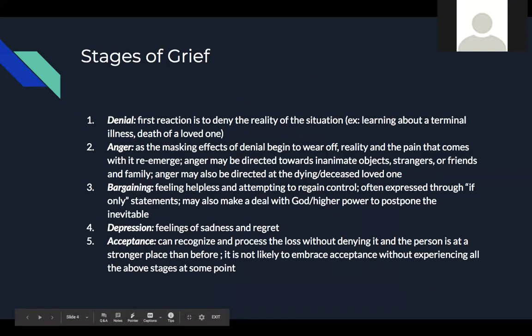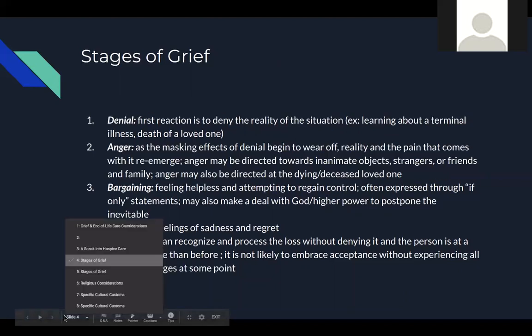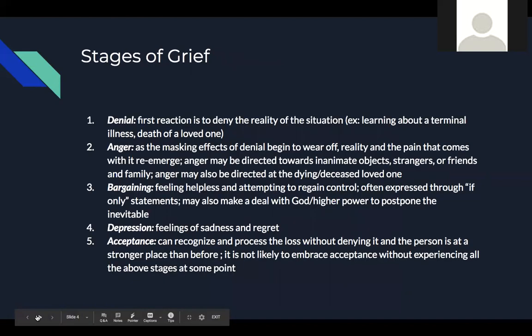Okay, next is the 5 stages of grief. The first stage is denial, and that's going to be the first reaction when a patient experiences a loss or is diagnosed with a terminal illness or anything along those lines. So they'll deny the reality of the situation, firstly, and then after denial, they'll move into anger. Once they're moving out of denial and no longer masking their feelings, they'll start to really feel the reality and the pain of the situation setting in. They can express their anger on inanimate objects, strangers, friends and family, or they can also direct their anger towards their loved one who is dying or has died.